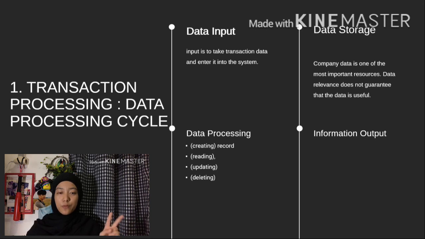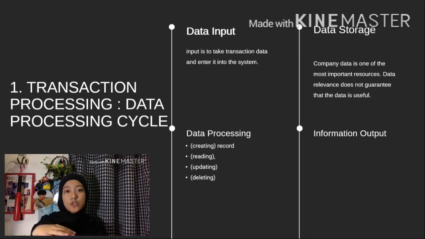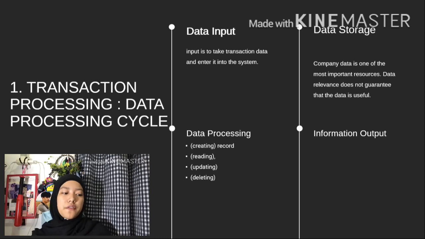Second is read. Read is just seeing the existing data. Third is updating the new data that entered into the company. Fourth is removing. Removing data is removing the data that is no longer used in the company. Example, the master file of a vendor that is not really used by the company anymore. 4 is the information output.